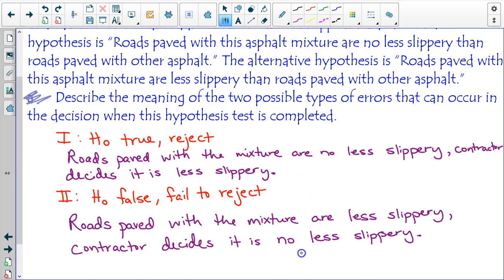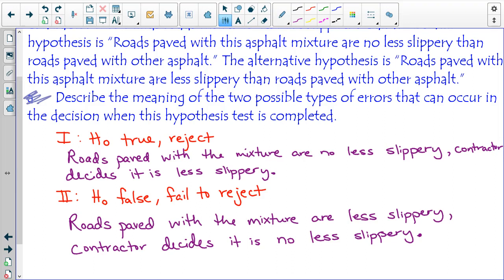So which of these do you think would be worse? The roads paved with a mixture aren't any less slippery, but the contractor decides it is less slippery, so he's probably going to buy it, right? Versus this one, the roads with a mixture really are less slippery, but he decides that they're not less slippery, so he's not going to buy it. Which one do you think would be worse? You think one's worse? Because they're not less slippery, but he's going to spend the money and buy it? All of you think that one's worse? Then type 2, where it is a little less slippery, but he decides it's not, so he doesn't buy it. So y'all all think type 1's worse? Interesting. Okay.